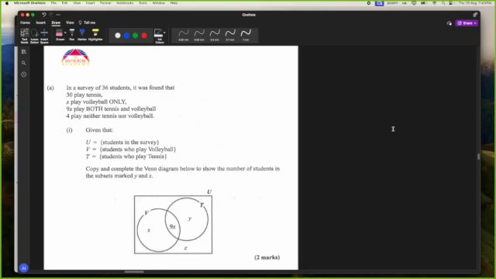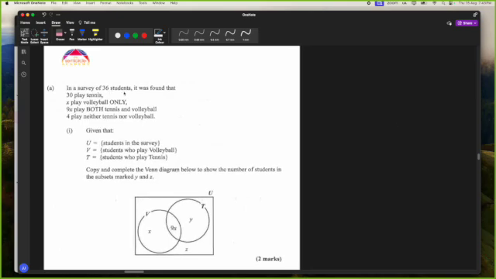I see this whole thing as part 1 here. In a survey of 36 students, it was found that 30 play tennis, x play volleyball only, and you notice I have a Venn diagram here that has some of this information, but not all, right? 30 play tennis, so tennis is 30 in all. X play volleyball only, I'm seeing that here, x for volleyball only in this section. 9x play both tennis and volleyball, all right?